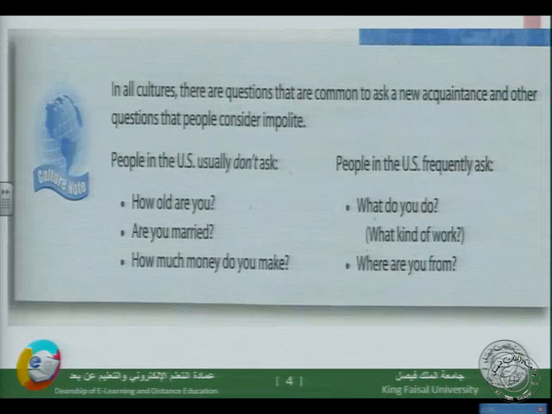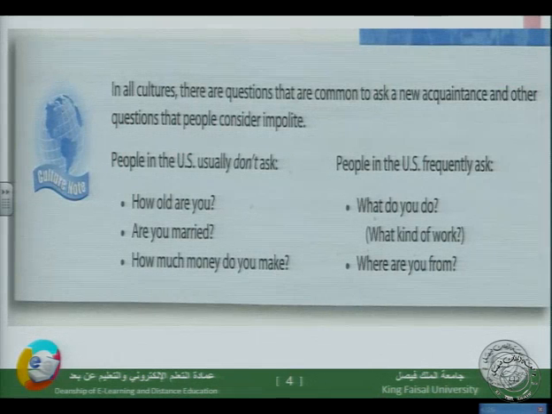Let us start first with the first culture note. This is just to warm up. Do you know that in all cultures there are questions that are common to ask in new acquaintance and other questions that people consider impolite?